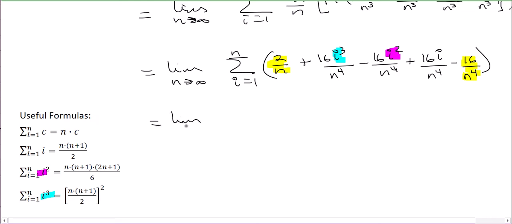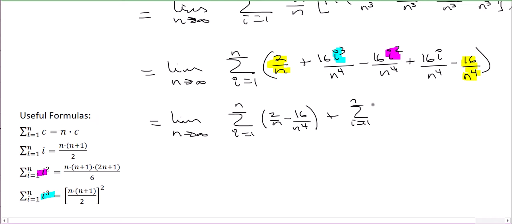So let me split up the sums. So this is going to be the limit as n goes to infinity of the constant term. So this is going to be sigma i equals 1 to n of my constant term, which is 2 over n minus 16 over n to the 4th. And I don't need to get a common denominator there. Plus the sum of i equals 1 to n of, I'm going to write it as 16 over n to the 4th times i cubed. Right, that's a constant, so I can use the sum of the i cubed.